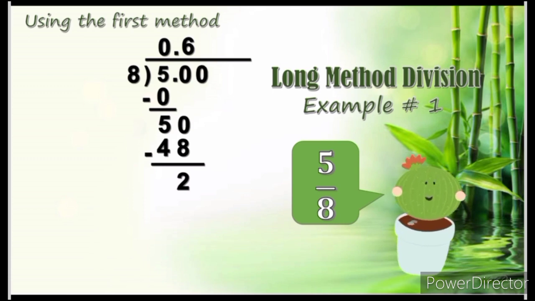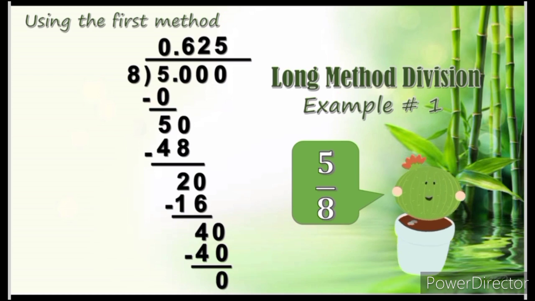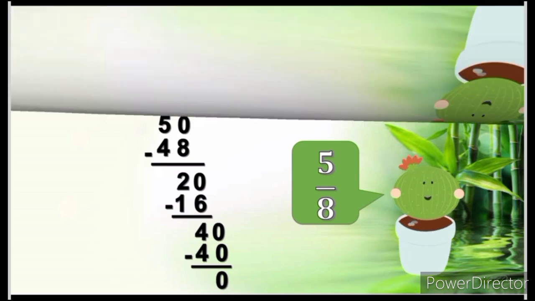Again, we will add 0. And then we have to bring it down. 20 divided by 8 is equal to, yes, we have 2. Then 2 multiplied by 8, the answer is 16. 20 minus 16, we have 4. And again, we will add 0. Then, bring it down. 40 divided by 8, we have 5. 5 times 8, we have 40. 40 minus 40, we have 0. Therefore, 5 over 8 is equal to 0.625 thousandths.